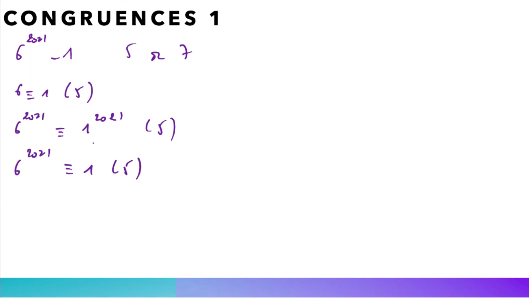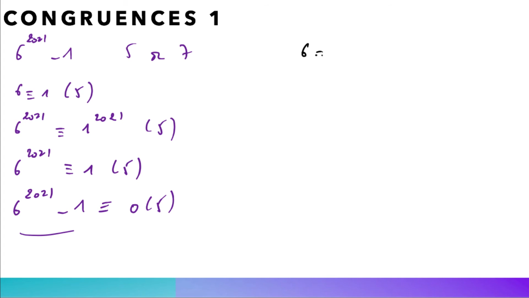Indeed, we know from congruences that 6 is congruent to 1 modulo 5, and we know from the properties of congruences that 6 to the 2021 is also congruent to 1 to the 2021 modulo 5, which implies that 6 to the 2021 is congruent to 1 modulo 5 because 1 to the 2021 is equal to 1, and this means that 6 powers 2021 minus 1 is congruent to 0 modulo 5, which implies that 5 divides this number here. Awesome. Let us now see whether this is true for 7 too.